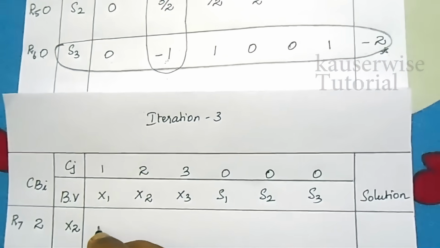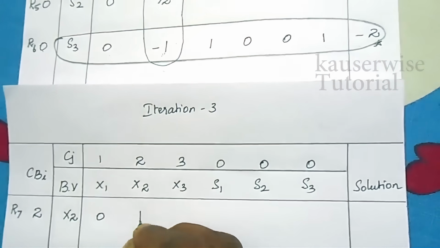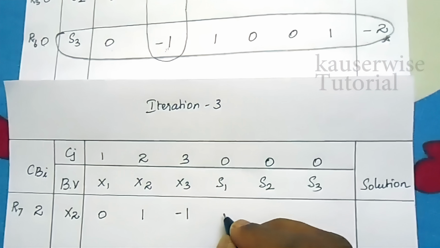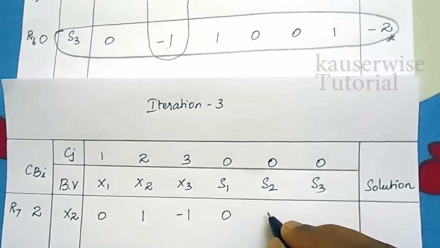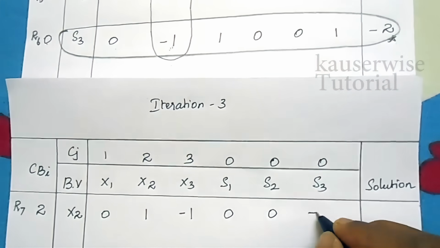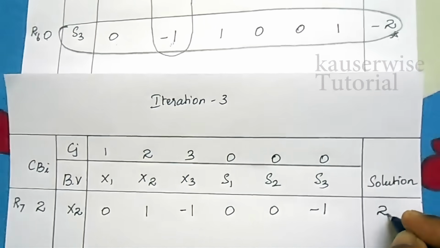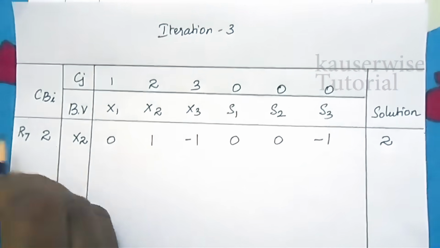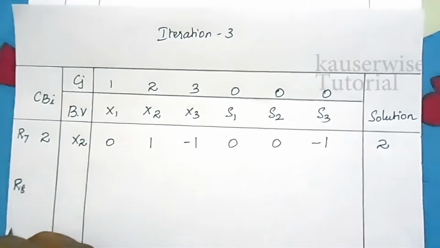0 divided by -1 is 0. -1 divided by -1 is plus 1. 1 divided by -1 is minus 1. 0 divided by -1 is equal to 0. 0 divided by -1 is 0. 1 divided by -1 is minus 1. Minus 2 divided by -1 is equal to plus 2. So now we have got the values for the entering variable. Row 7 is there. Now we have to find row 8 and row 9.